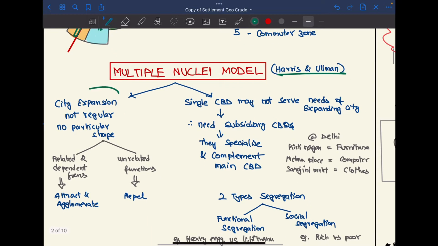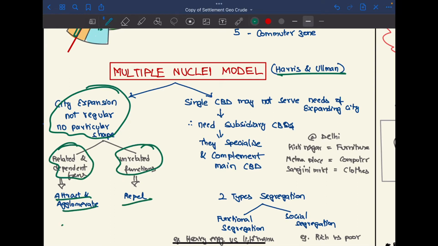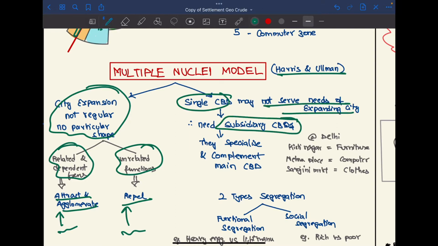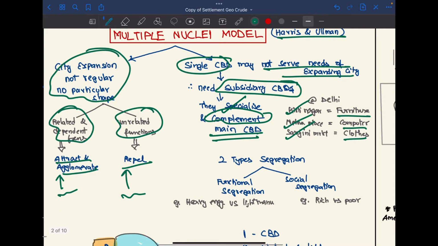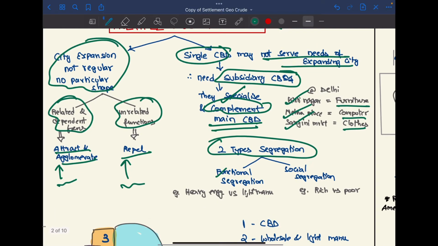Next, we have the multiple nuclei model given by Harris and Ullman. According to them, city expansion is not regular and it won't happen in any particular shape. Related and dependent functions attract and agglomerate, and unrelated functions repel. For example, heavy engineering units come to one place, and light manufacturing units go to another place. Also, a single CBD may not be able to serve all the needs of an expanding city. Therefore, subsidiary CBDs will pop up. Later, they will specialize and complement the main CBD. For example, in Delhi, Kirtinagar is known for furniture, Nehru Place is for computers, and Sarojini Market is for clothes. Also, two types of segregation can be seen in this model: functional segregation, like I said, heavy engineering versus light manufacturing, and social segregation, rich versus poor.